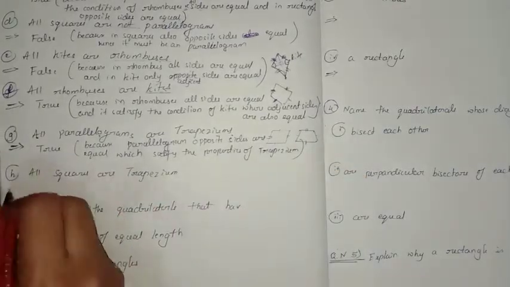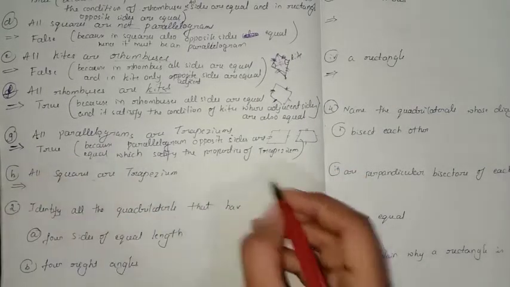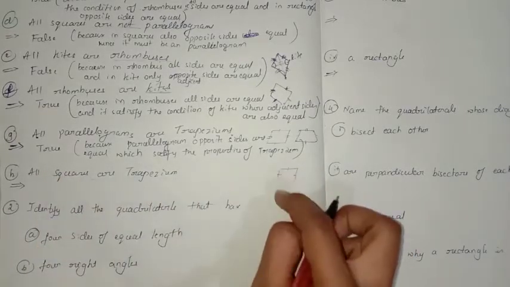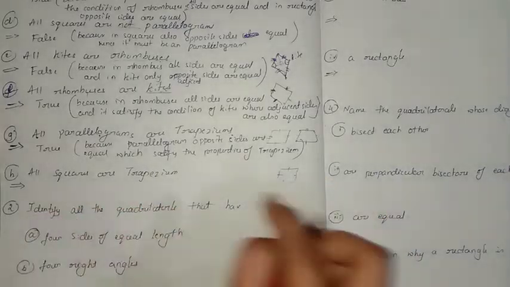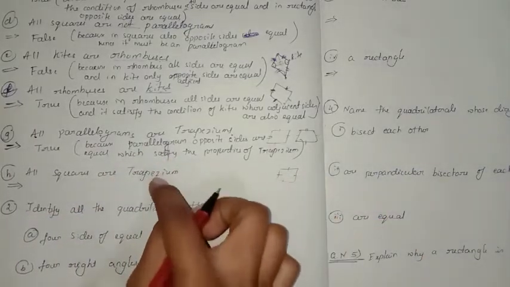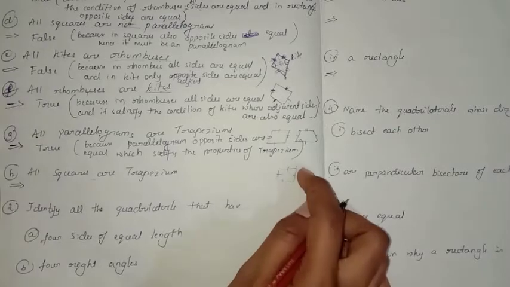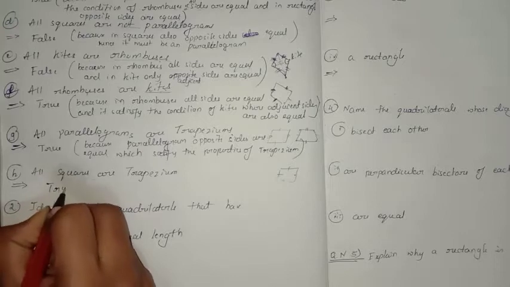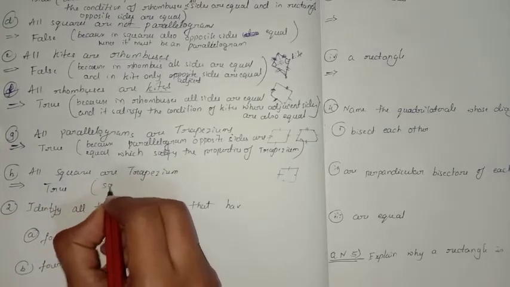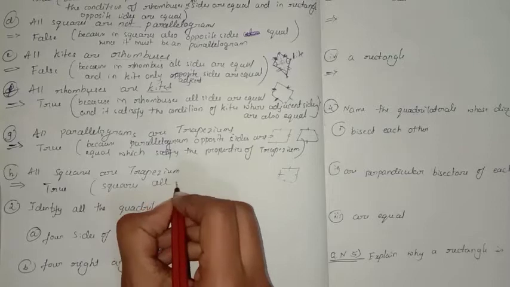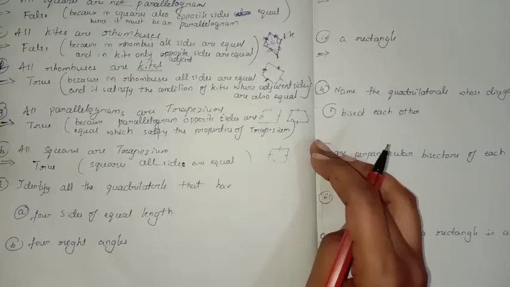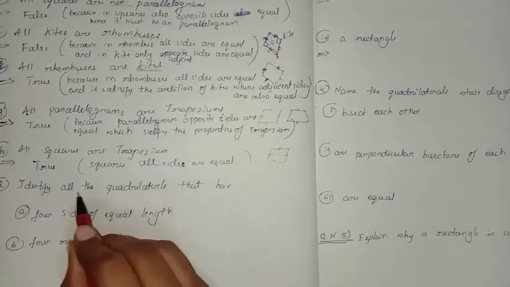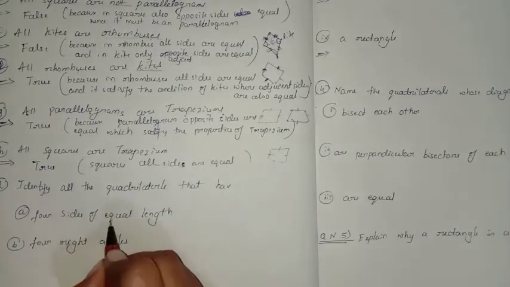Okay, so all squares are trapezium now. In squares all the sides are equal. If all the sides are equal, then the opposite sides are also equal to each other. So what is the condition for the trapezium property? The opposite sides may be equal. So we can write: it is true because in squares all sides are equal. So that is true.